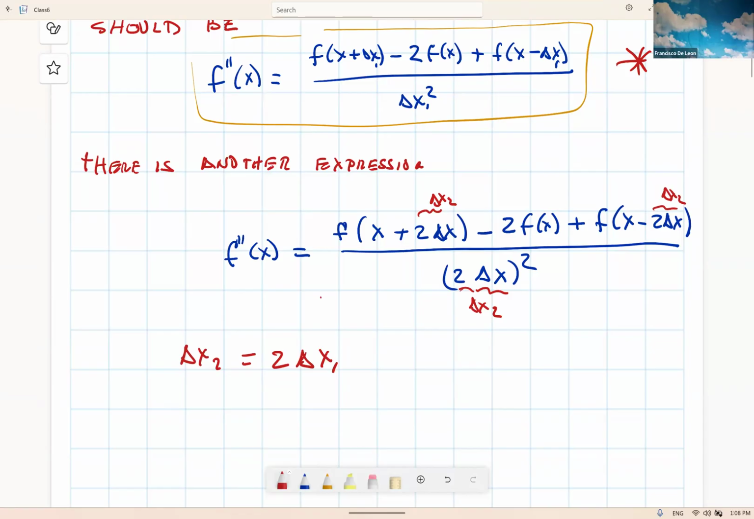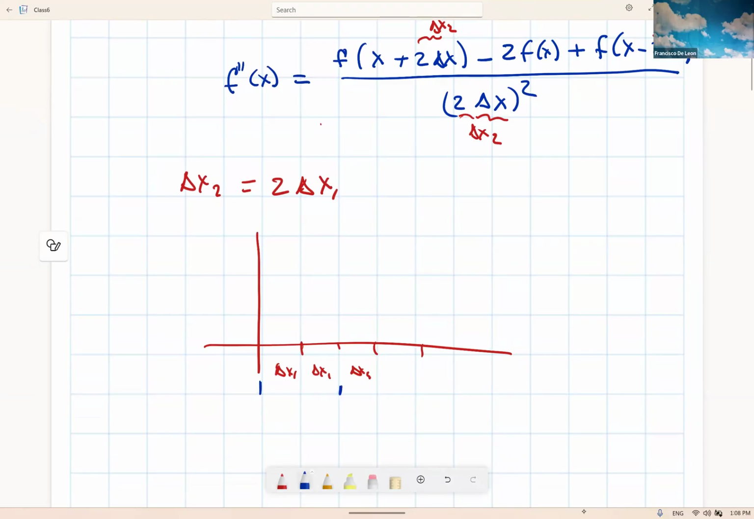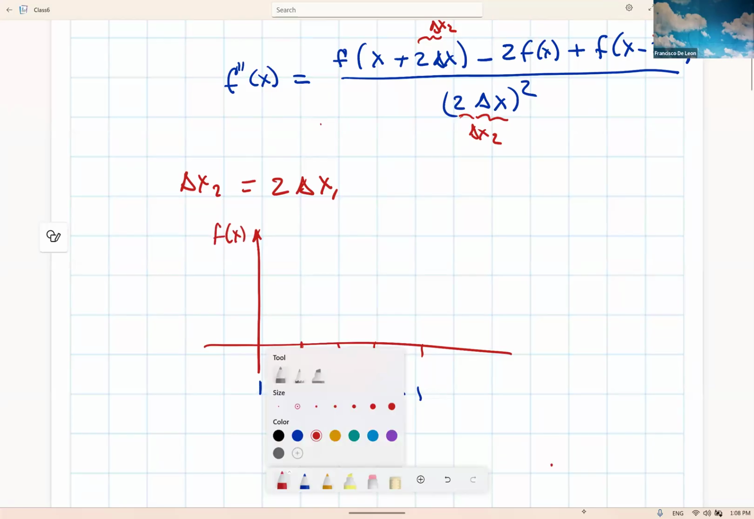So the question would be, basically you're changing the steps from the first order derivative. Let's say I have here delta x1, delta x1, delta x1. And if I go in the blue from here to here, this is delta x2, delta x2, right? Yes. Okay, and this is the function of x. So you are basically doubling the step.